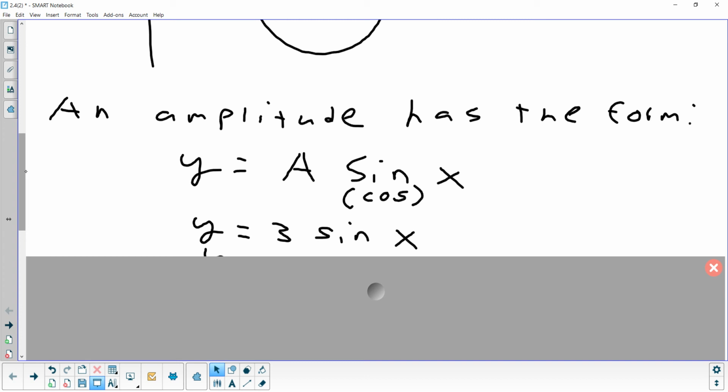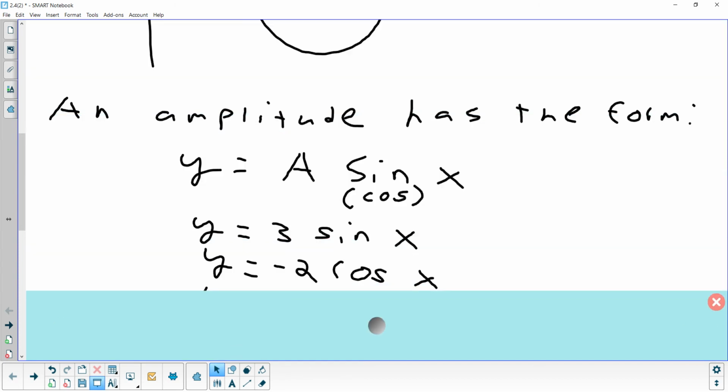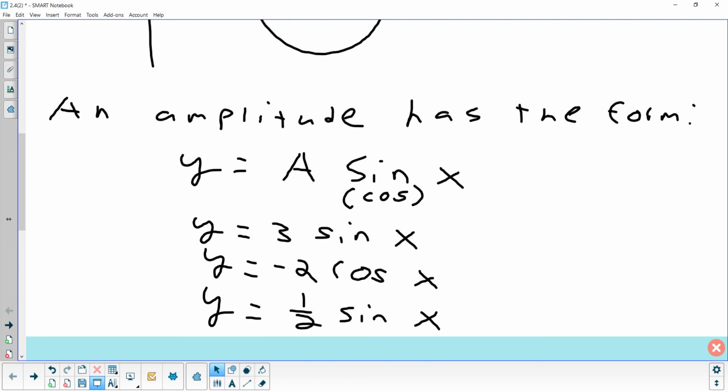Right, so here's an example. 3 sine x. This means 3 times sine x. Here's another example. Negative 2 cosine x. This one actually has two things happening. The negative is going to do something, and the 2 does something. We'll talk about what the negative does. And here's another one. 1/2 sine x. But they're all multiplying by a number in front.